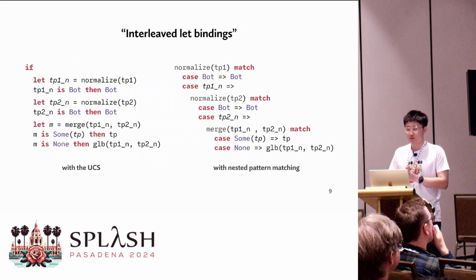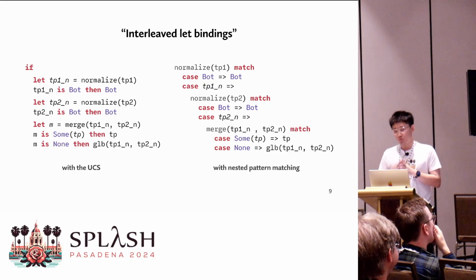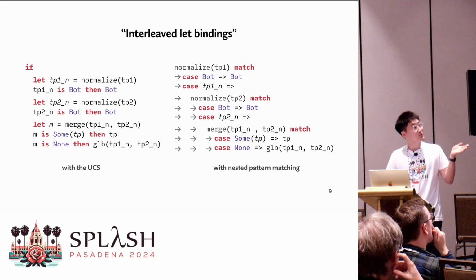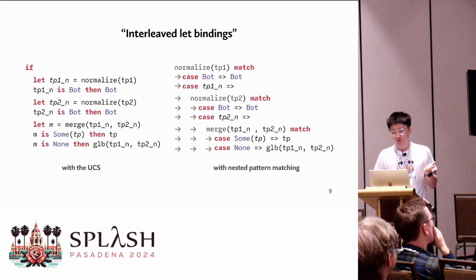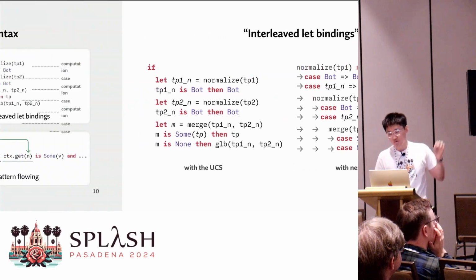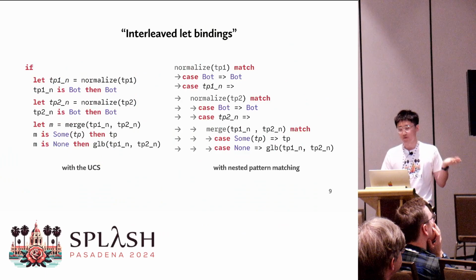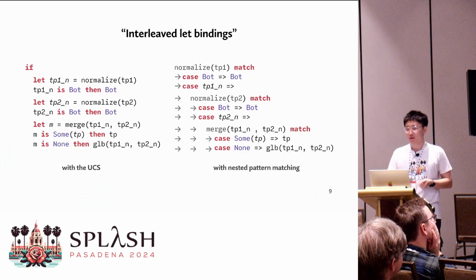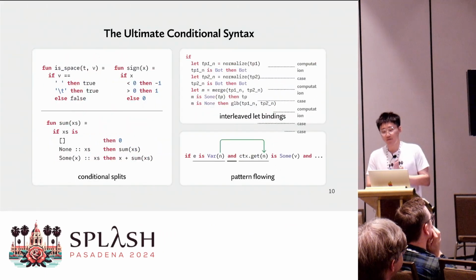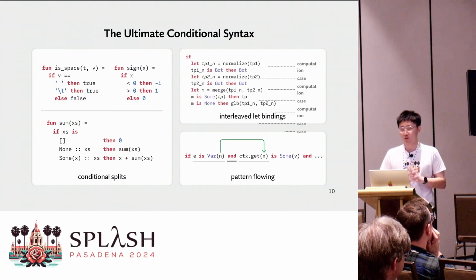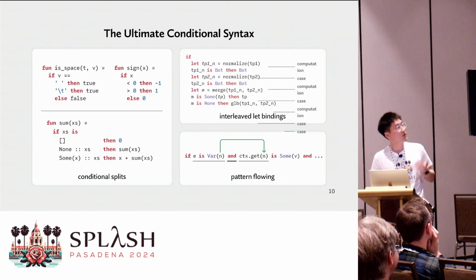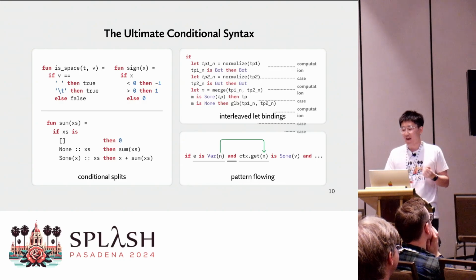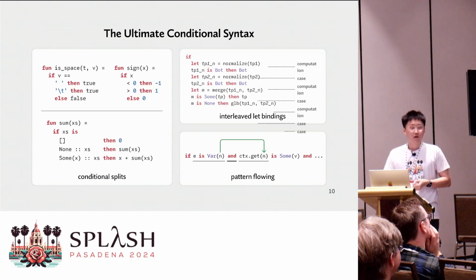But without the UCS, achieving this would require nested pattern matching, leading to multiple levels of indentation and making the code difficult to follow. With the UCS, we maintain a single level of indentation. Okay, so in summary, we have introduced the three main aspects of the UCS. We have inline pattern matching with the operator is, pattern flowing with logical continuations, and interleaved let bindings.